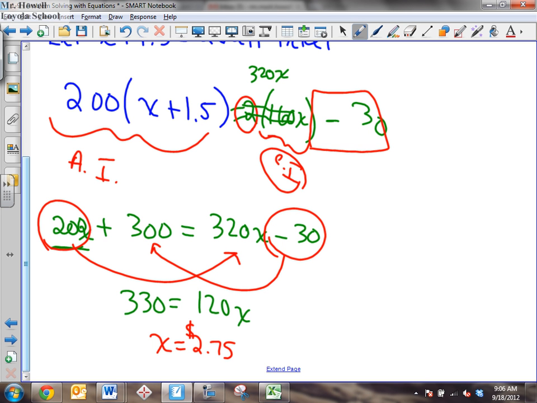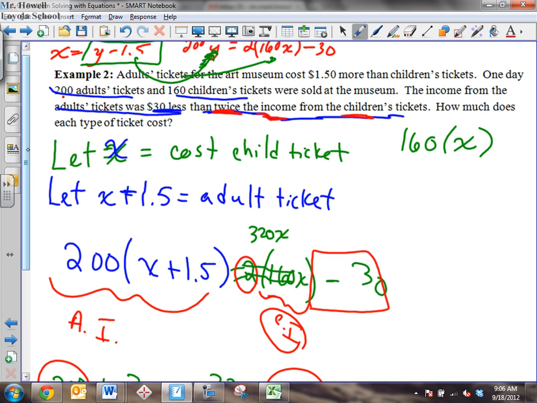And notice I put my units there. But the problem said what? Find the cost of both tickets. Good. So what are we going to do at the end here? I got X. Let's go back and figure that out. I think I might want to add $1.50, because $2.75 was the cost of the child ticket, right? Who said that earlier? Katarina, right? Isn't that why we define X, so when we go back, we know what we're talking about. So because X was $2.75, that's a child ticket, so add $1.50 to that to get the adult ticket cost.